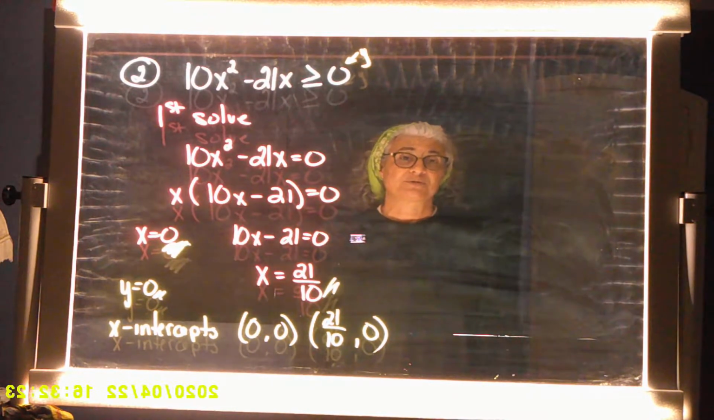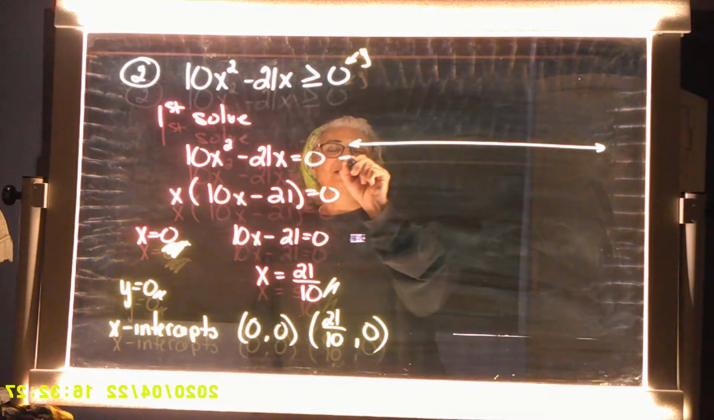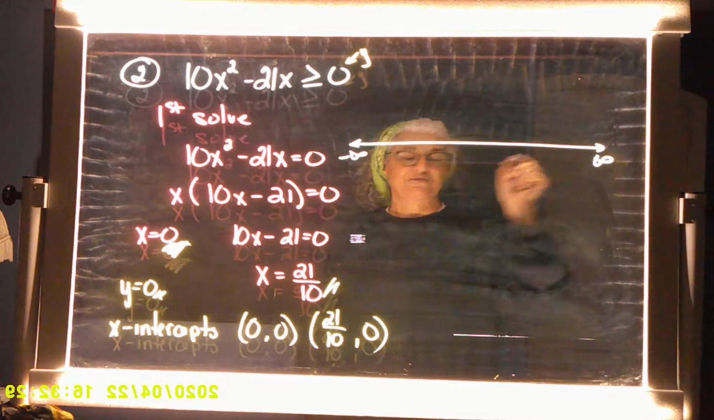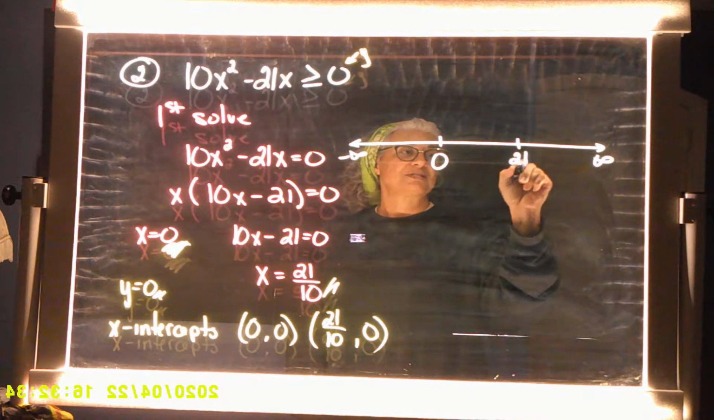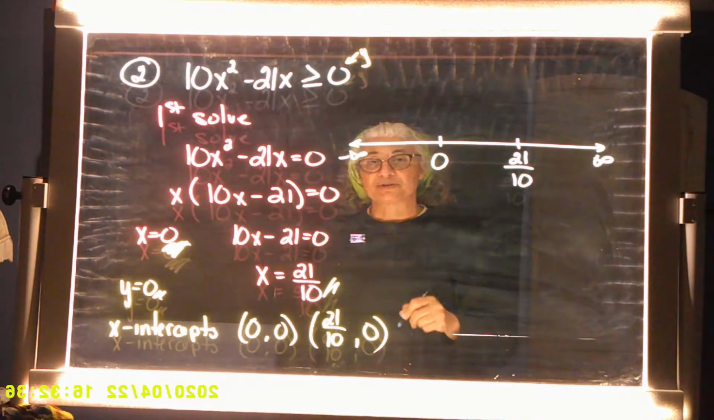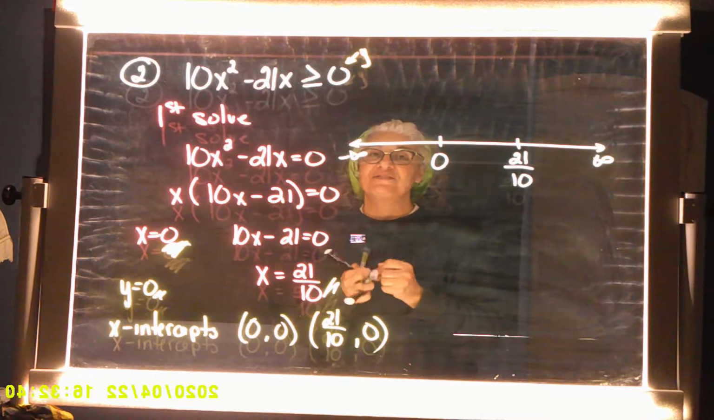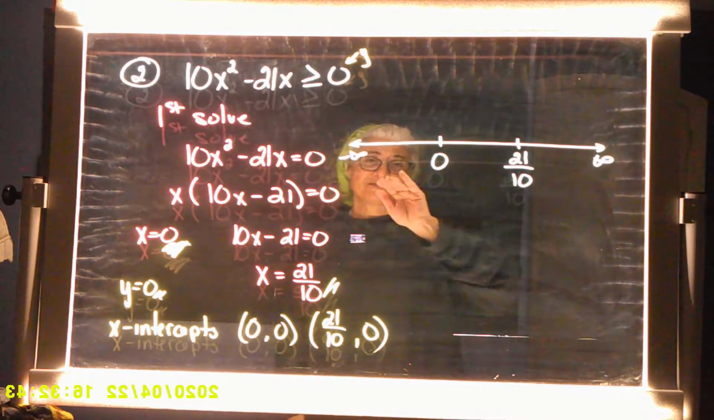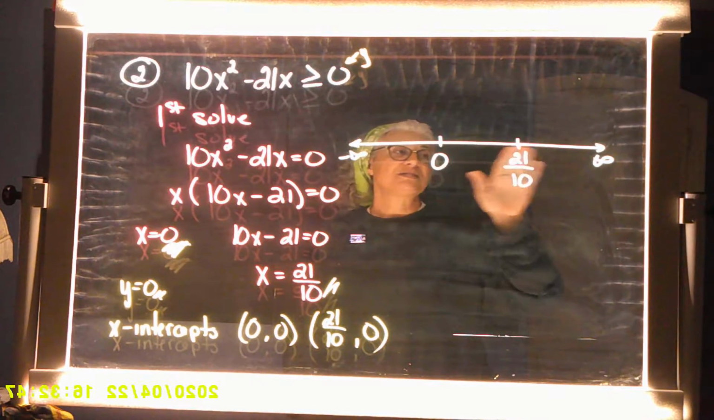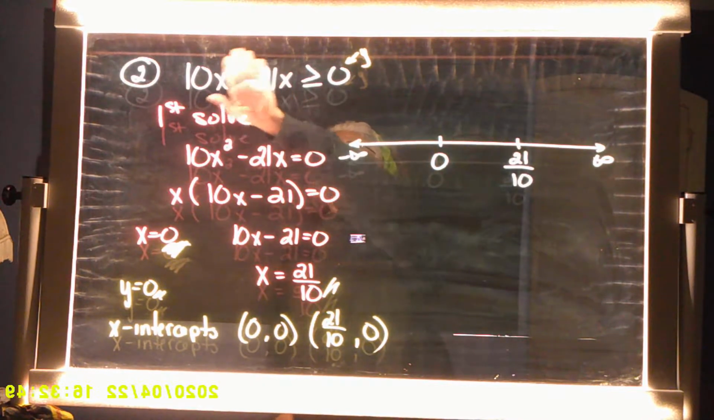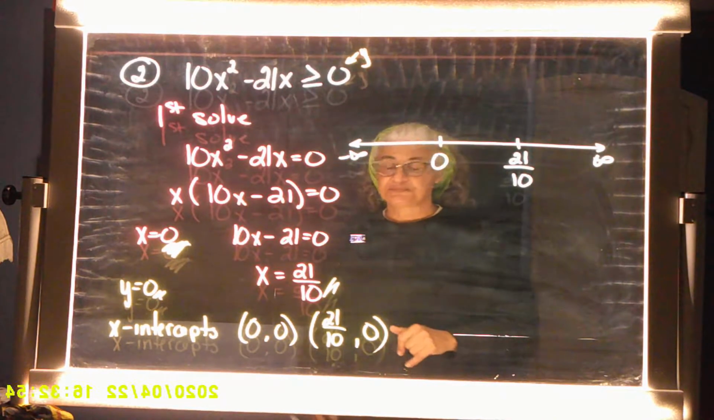We graph those. So my x-axis, negative infinity here, positive infinity here. Put the 0 and the 21 over 10. We always have to make sure we have numerical order. With me? Okay. Now, I've got 3 intervals, and I've got to figure out which of these 3 intervals is going to work for us. Which of these 3 intervals will make this quadratic greater than or equal to 0?